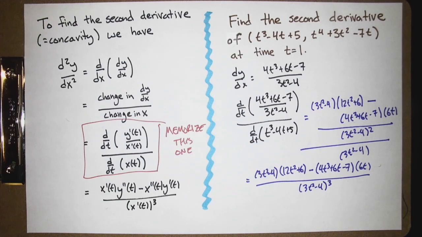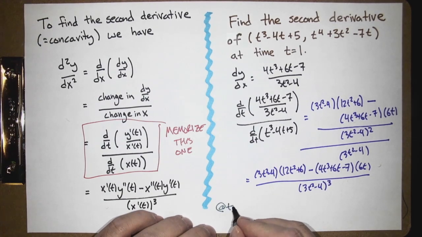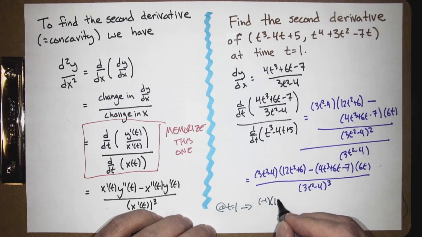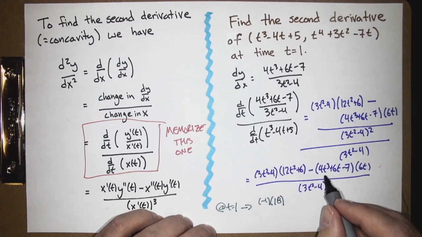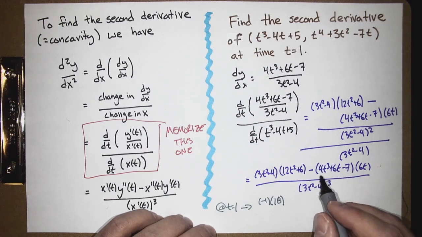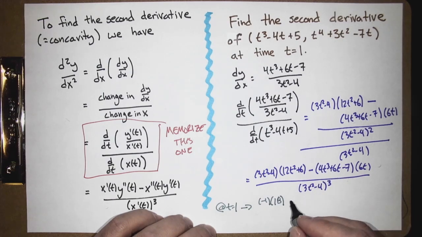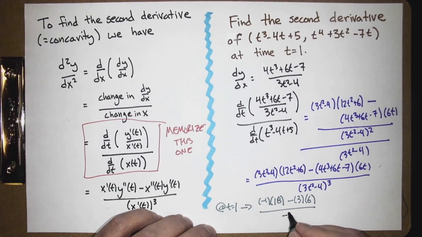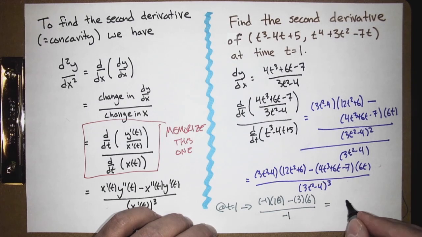Okay, so now we plug in at time 1, and we get the following. 3 minus 4 is negative 1. 12 plus 6, 18. Minus 4 plus 6 minus 7 is 3 times 6. 3 minus 4 is negative 1. Negative 1 cubed will be negative 1. All right, so we have minus 18, minus 36, divided by negative 1, leaves us with a positive 36.